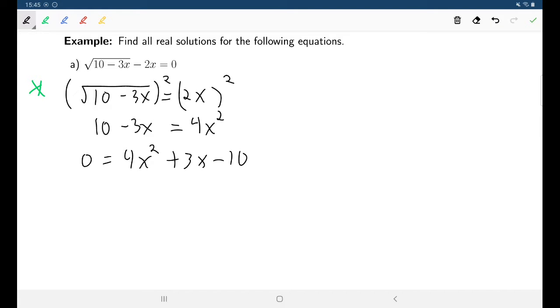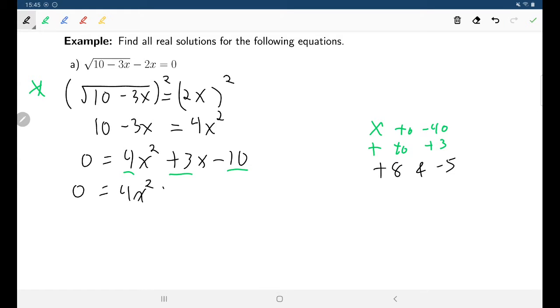I'd be looking for numbers that multiply together to give me negative 40, 4 times negative 10 rather, and things that add up to positive 3. And the numbers that multiply to negative 40 and add up to positive 3, that would be positive 8 and negative 5. And then just finishing off my factoring by grouping.